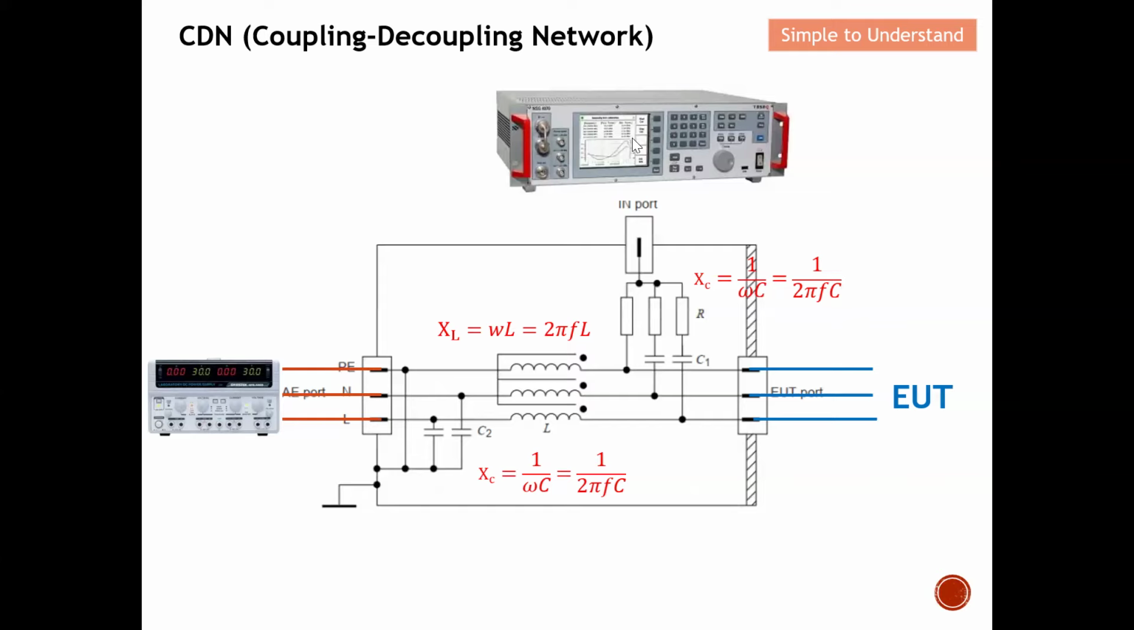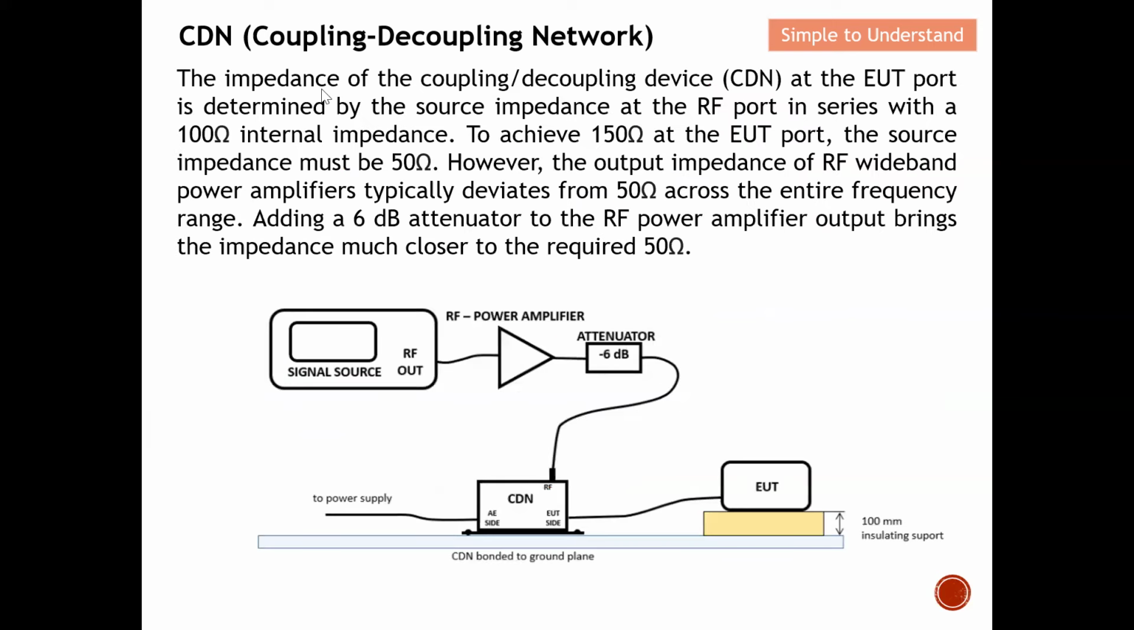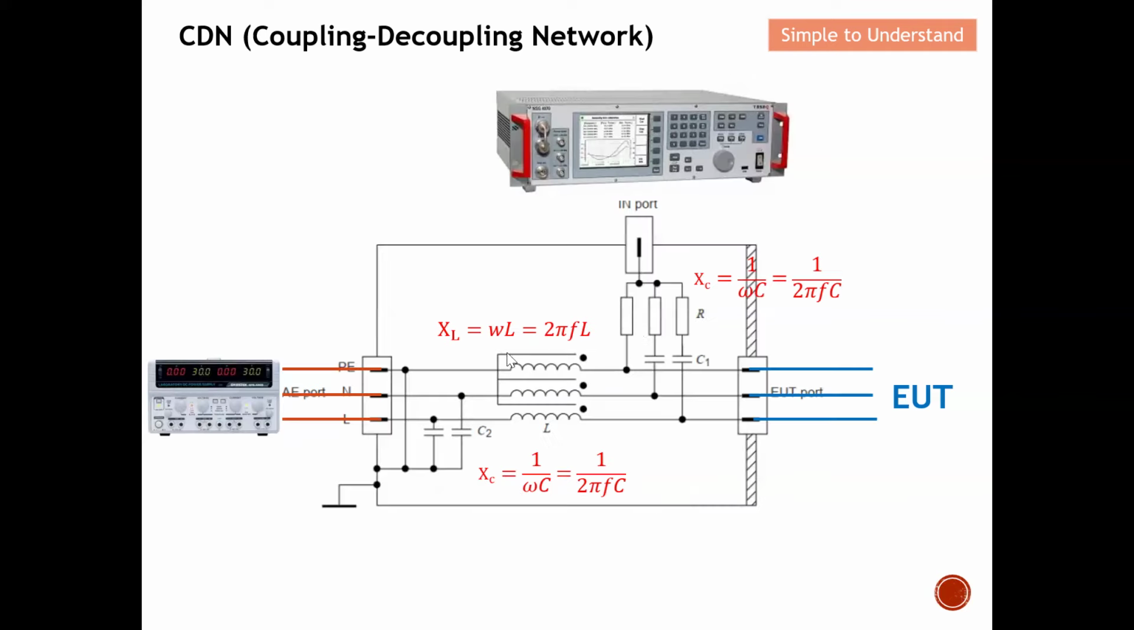Okay, so with this, I think you are a little bit more clear what is actually inside the CDN. The impedance of the coupling decoupling device, CDN, at the EUT port is basically determined by the source impedance at the RF port in series with a 100 ohm internal impedance. Let me explain this. This resistor, as I mentioned, is typically 100 ohm. So you just imagine that typically the resistor inside the CDN is just 100 ohm.